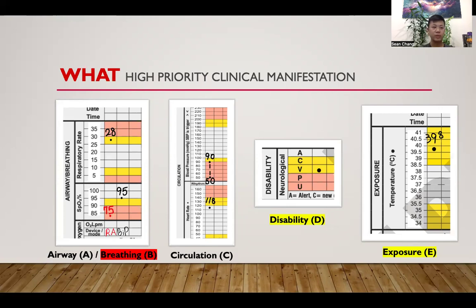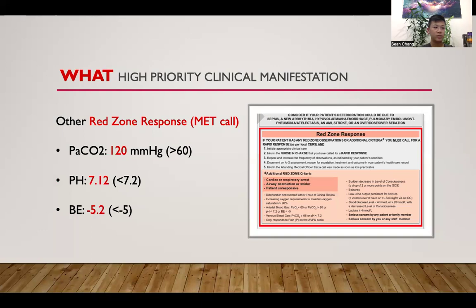Some conditions of the patient also meet the criteria to trigger a red zone response, including high PaCO2. In the case study, the patient reached 120 mmHg, low pH, 7.12 for the patient, and low BE, base excess, which the patient reached minus 5.2.